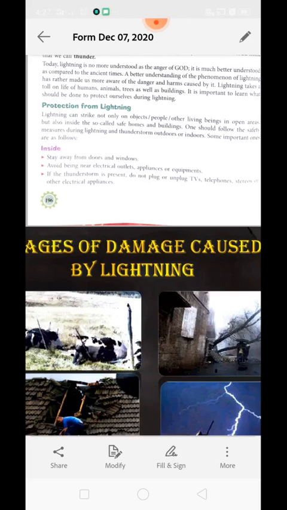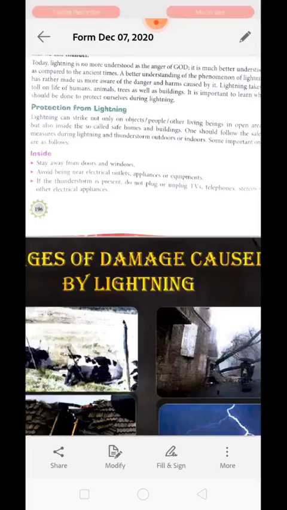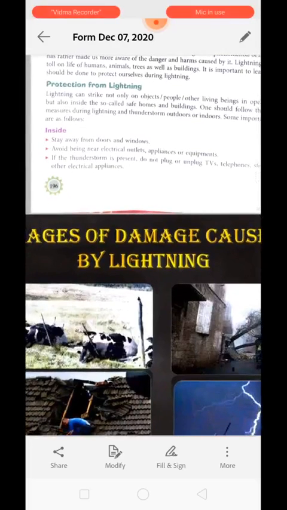For example, first you have to stay away from doors or windows, because if the lightning strikes in the nearby area, it may result in shattering of the glass window. It can also cause harm, so you should avoid the door and window.